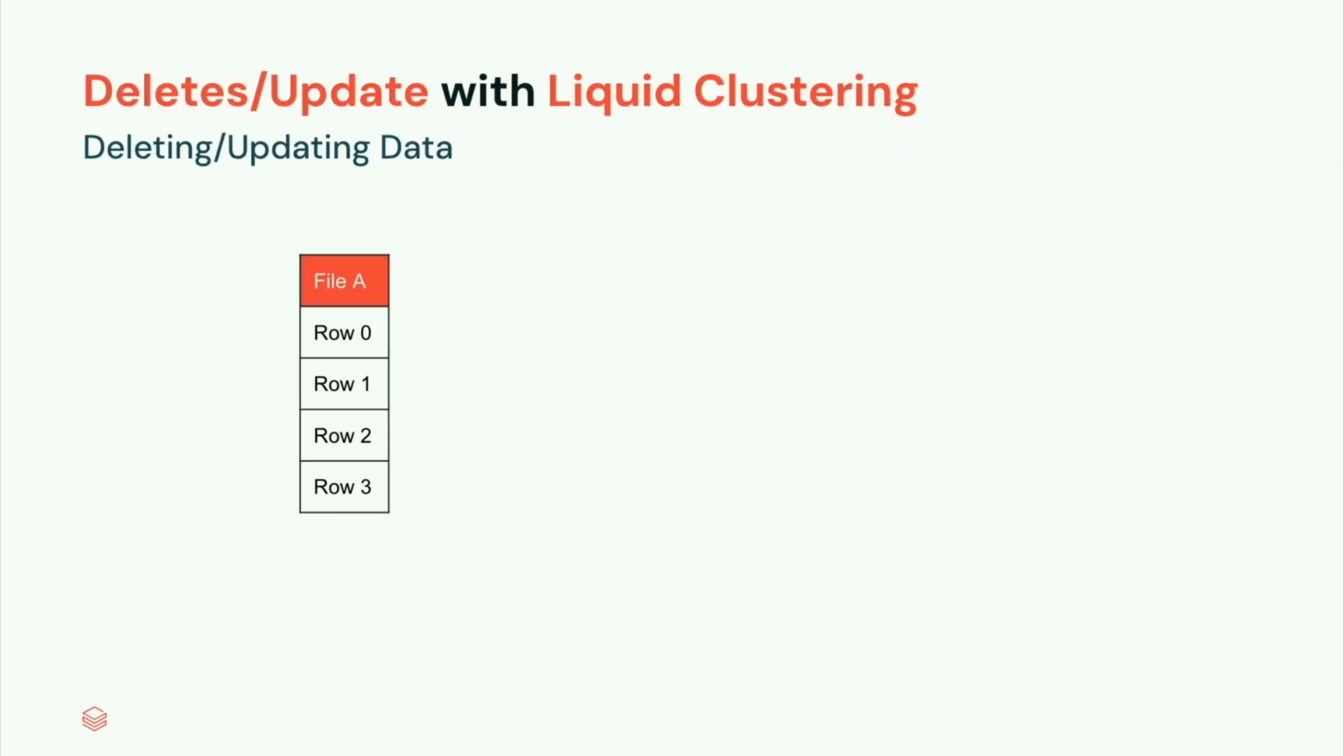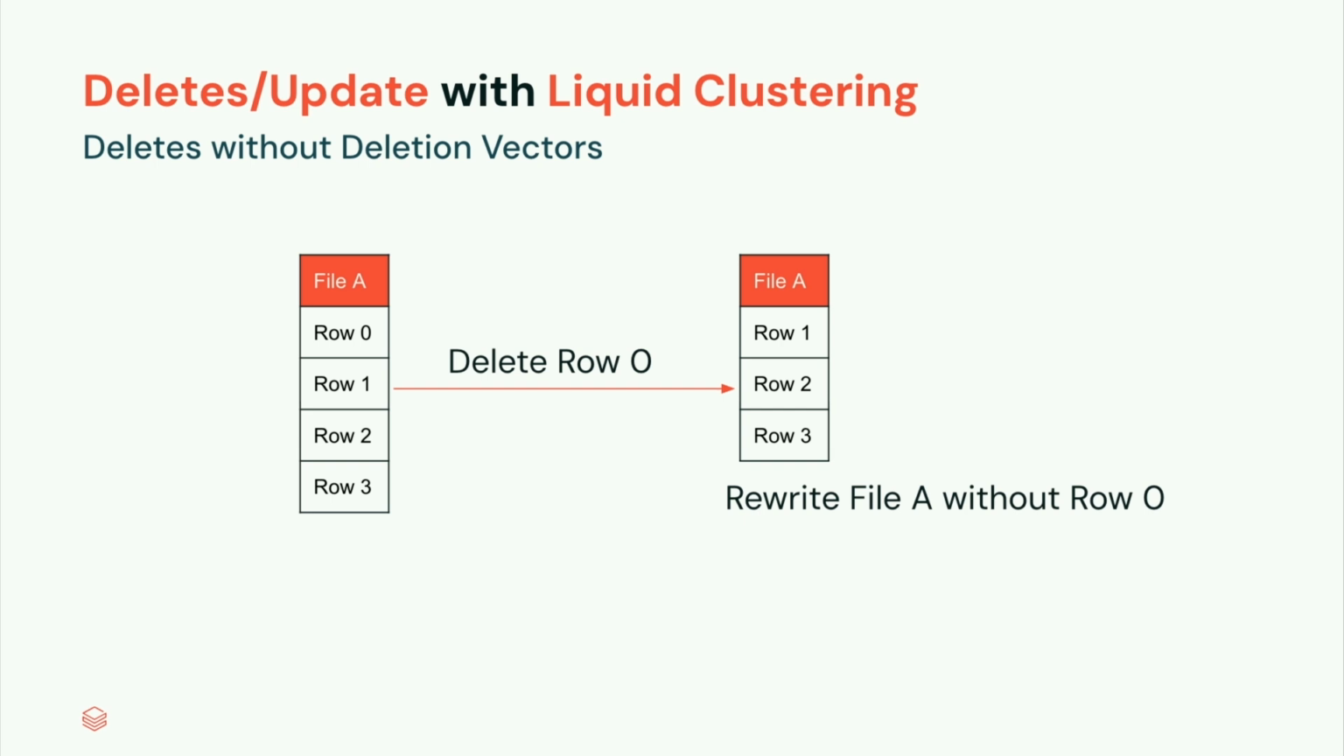OK, so appends are easy, right? Let's talk about deletes. So previously, let's say you had a file like this, and you just wanted to delete a single row, let's say row 0. Previously, what would happen is to delete a single row, you have to go read the file, remove that row, and write that file back again. So this is what we called copy on write.